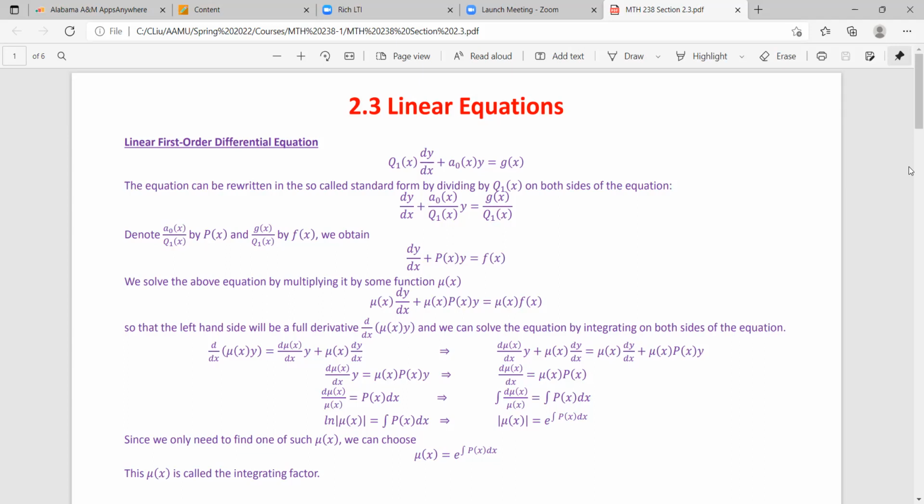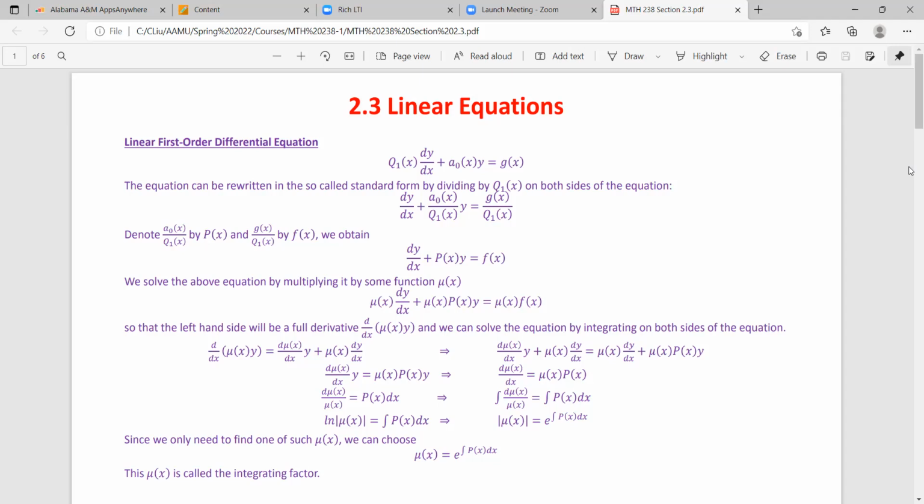Remember, mu is a function that we multiply to the original differential equation, but we don't know what mu is. We are trying to find such a mu that makes the left-hand side a full derivative. We construct the full derivative on the left-hand side using this mu. So now we can find this mu by solving the differential equation mu prime equals p times mu.